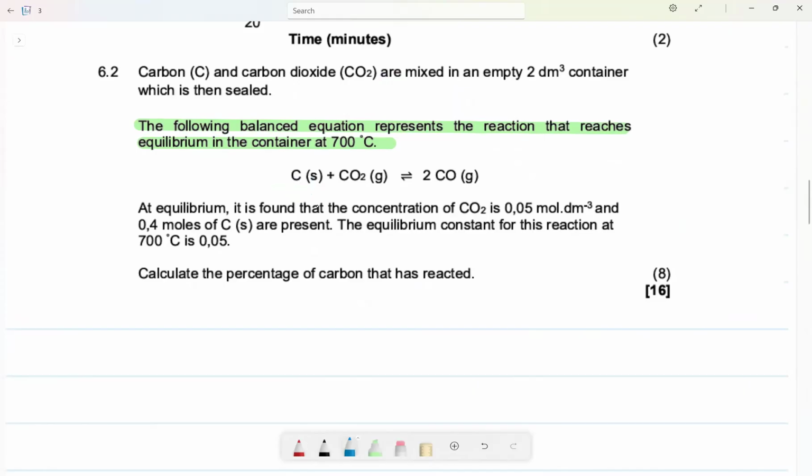Very important. At equilibrium, it is found that the concentration of CO2 is 0.05 moles per decimeter cubed, and 0.4 moles of carbon are present. So it means we have, at equilibrium, the number of moles of carbon, whereas for CO2 we have the concentration. The equilibrium constant for this reaction at this particular temperature is 0.05.